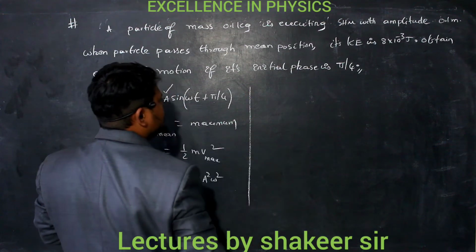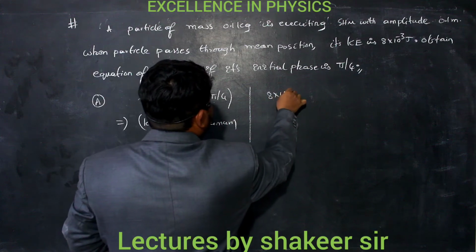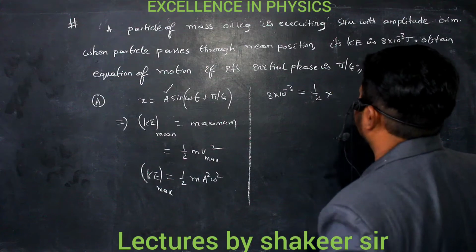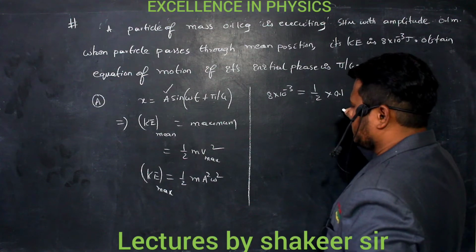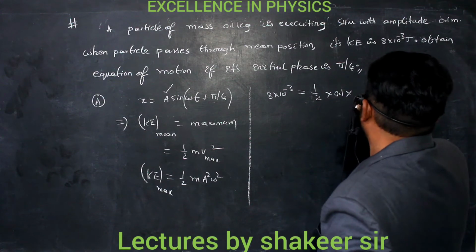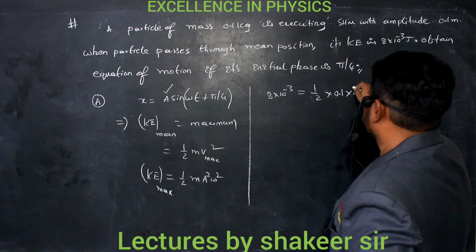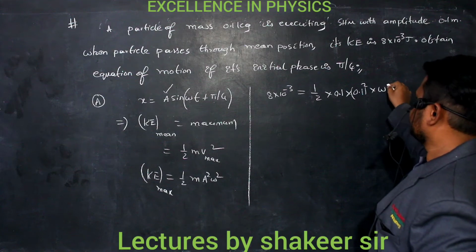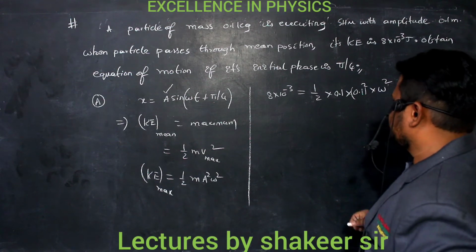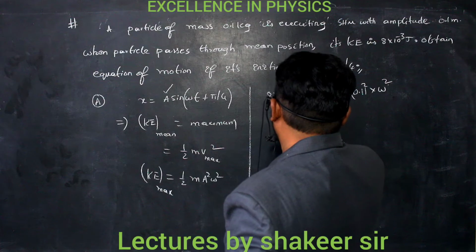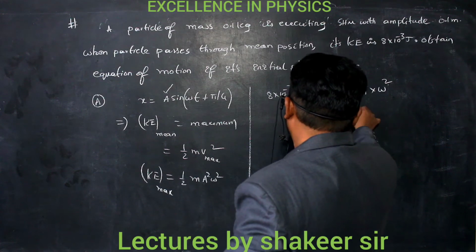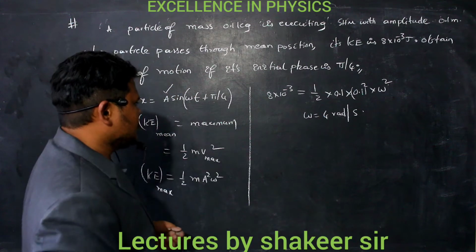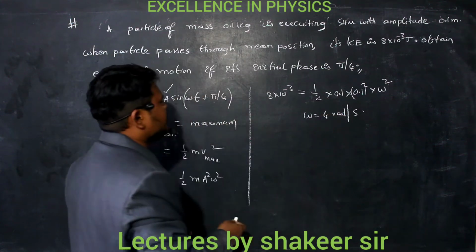So what is the value of kinetic energy given? It is 8 × 10^-3 = half × the mass of the particle, which is 0.1, × the amplitude, which is 0.1, whole square, × ω², and ω is what we are supposed to find out. If I do all this calculation, then the ω value will be 4 radians per second. This is the answer which I will get. I am not doing these calculations just to save time. So ω = 4 rad/s.